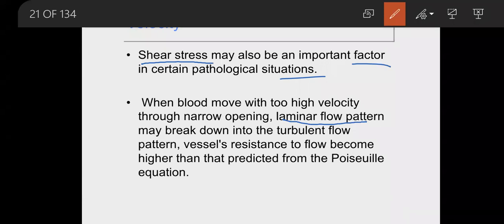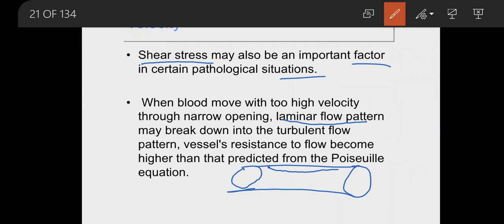So if we are having a tube here, and this tube is having a high velocity flow, and there is a normal shear stress, if there is any narrowing of this tube because of atherosclerosis, for example, the flow becomes abnormal. The normal flow looks this way.